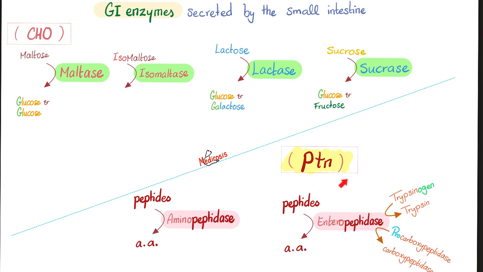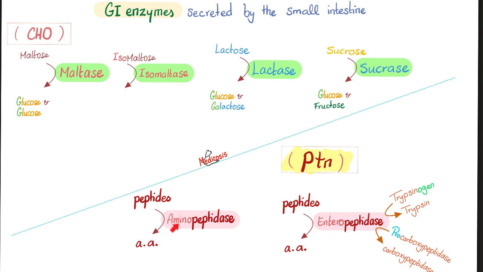Now let's turn our attention to protein digestion. Aminopeptidase and enteropeptidase. Aminopeptidase: I break down those peptides into tiny amino acids. How about enteropeptidase? Same thing. Why do they call you entero? Because I come from the intestine. And entero means intestine. True.